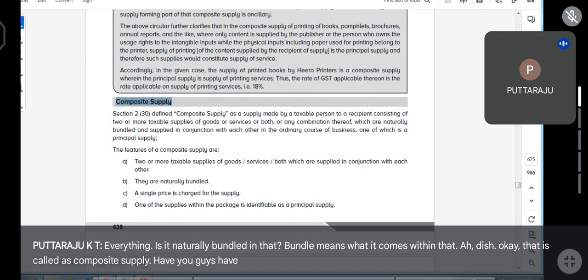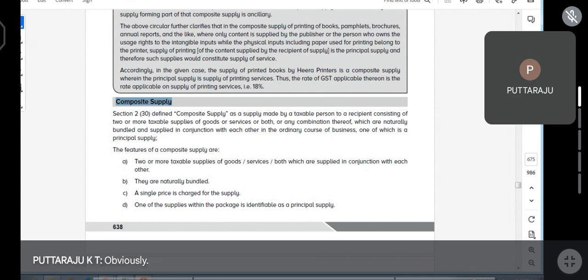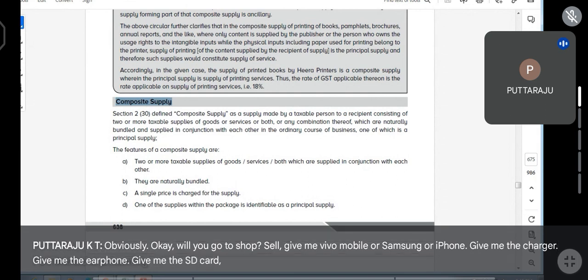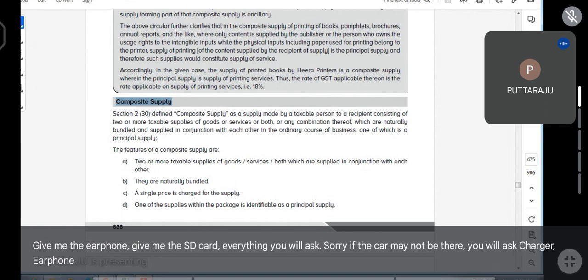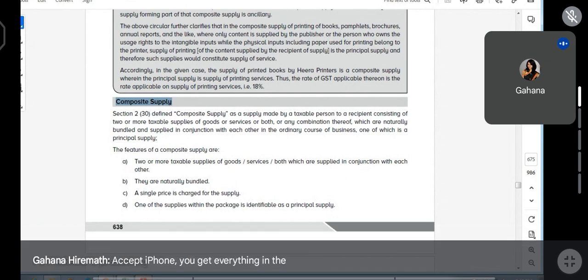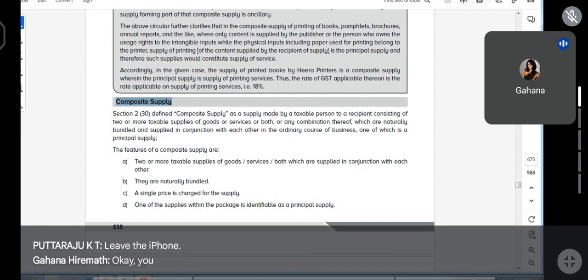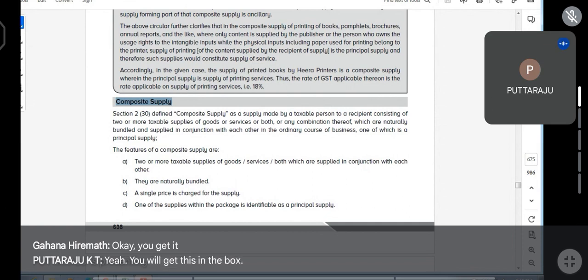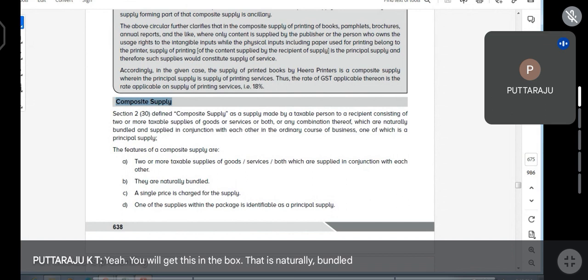Have you guys got mobile phones? Yes, sir. Obviously. Okay, when you go to a shop, you say, give me a Vivo mobile or Samsung or iPhone. Will you ask for the charger, the earphone separately, or will you get it in the box? Except the iPhone, you get everything in the box. You will get it in the box. That is naturally bundled composite supply.